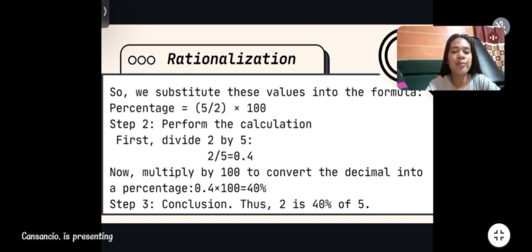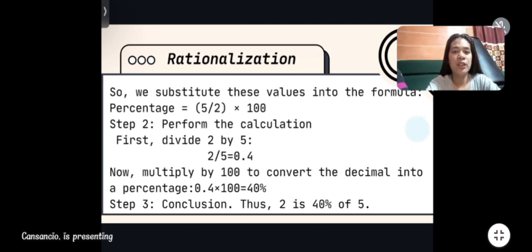So, step 2, perform the calculation. First, divide 2 by 5, which is equal to 0.4. Now, multiply by 100 to convert the decimal into a percentage. So, 0.4 times 100 is equal to 40%. Step 3, conclusion. Thus, 2 is 40% of 5.